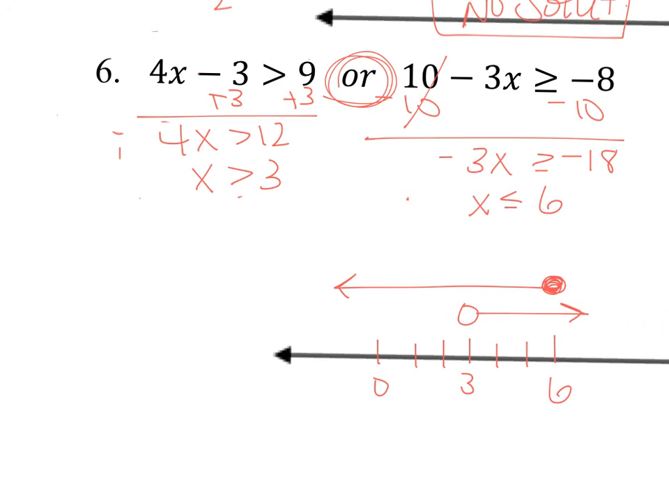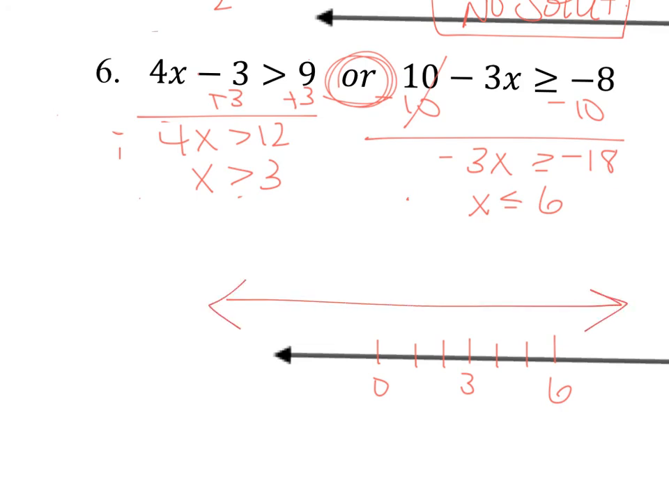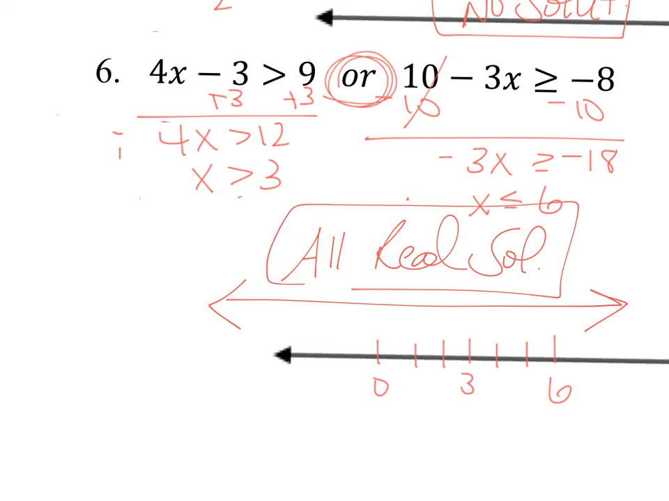So in reality, I can actually draw this better, and I can literally just do this because it's going in either direction forever, which would mean it's all real solutions. If I were to write my interval notation, it'd be negative infinity to positive infinity.